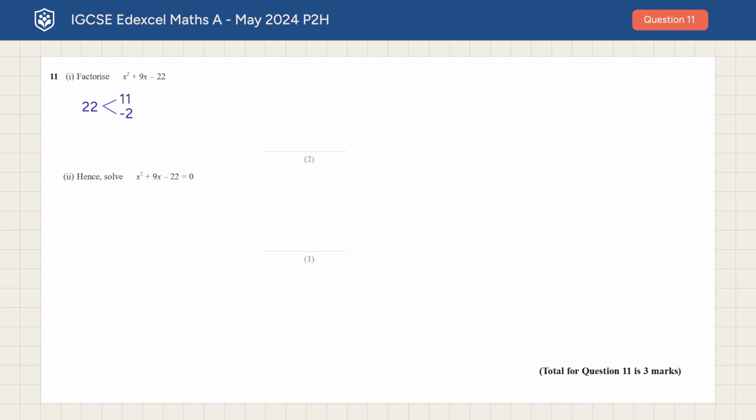Since negative 2 plus 11 equals 9, and negative 2 times 11 equals negative 22, we can now write our factors. The expression factorizes to x plus 11 in brackets times x minus 2 in brackets.